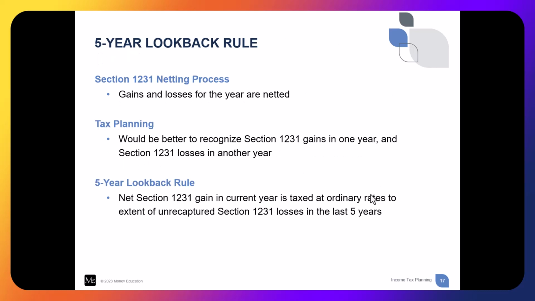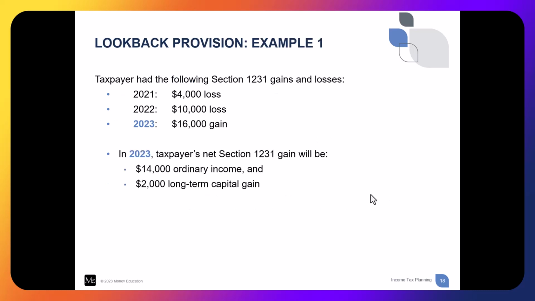There is a 5-year look back rule related to the Section 1231 netting process. Gains and losses are netted for the year. So it would be better to recognize a 1231 gain in one year and a 1231 loss in another. A net Section 1231 gain in the current year is taxed at ordinary rates to the extent of the unrecaptured 1231 losses in the prior 5 years.